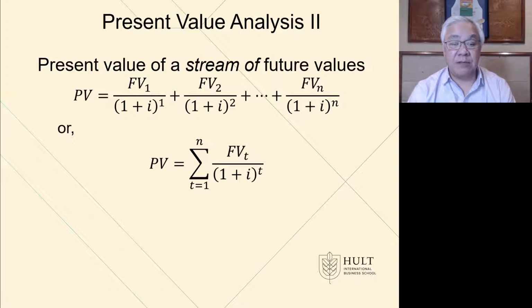When we look at the present value of a stream of values, this again should look familiar. We take each of the future values for time 1, 2, 3, all the way till the last cash flow that we have, divided by 1 plus the interest rate raised to the power of time. And that's signified by the expression below.